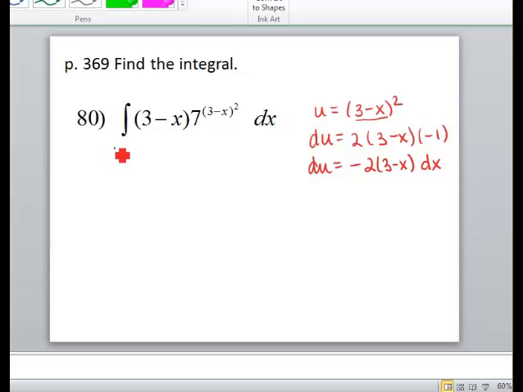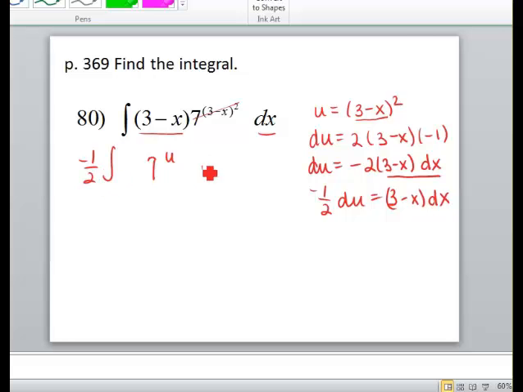All right, so when we go ahead and start to rewrite this, I'll have 7 to the u. That takes care of this portion. I just need a 3 minus x dx. I have that right here, as long as I move my negative 2 to the other side. So I end up getting negative 1/2 du. So I've got negative 1/2.